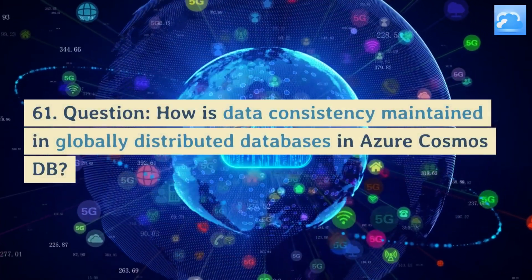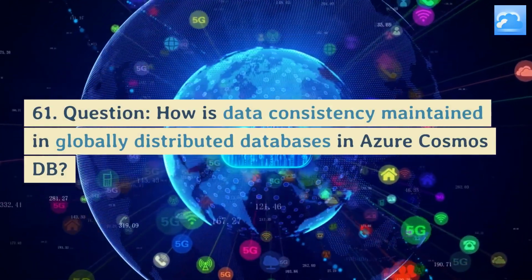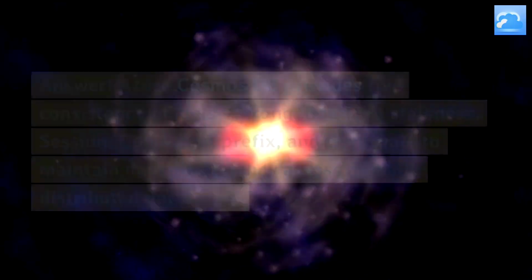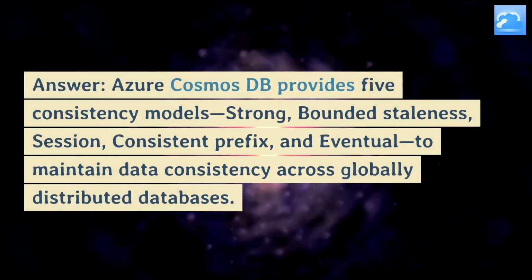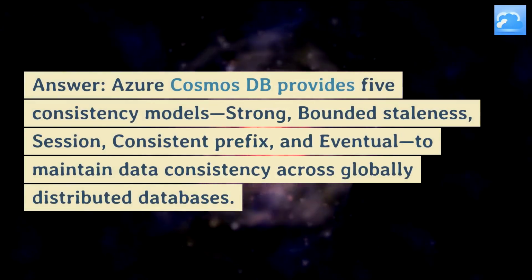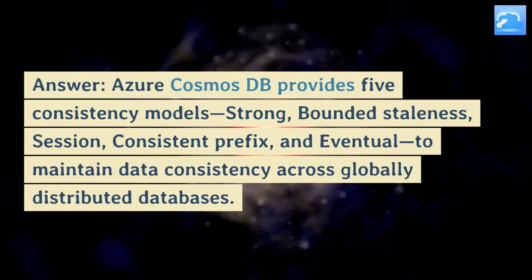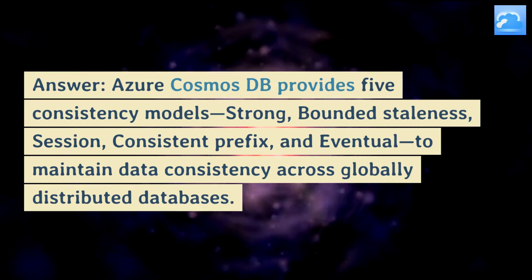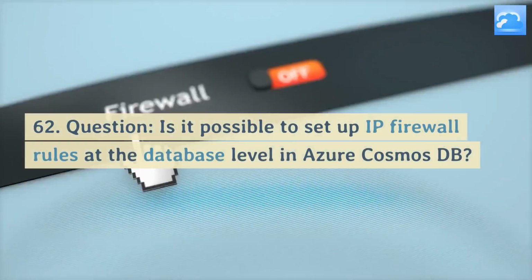61. Question, how is data consistency maintained in globally distributed databases in Azure Cosmos DB? Answer, Azure Cosmos DB provides 5 consistency models: strong, bounded staleness, session, consistent prefix, and eventual, to maintain data consistency across globally distributed databases.